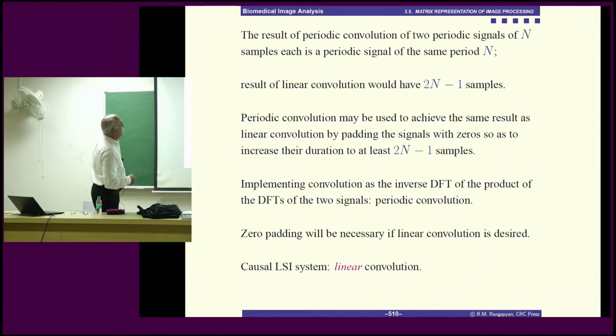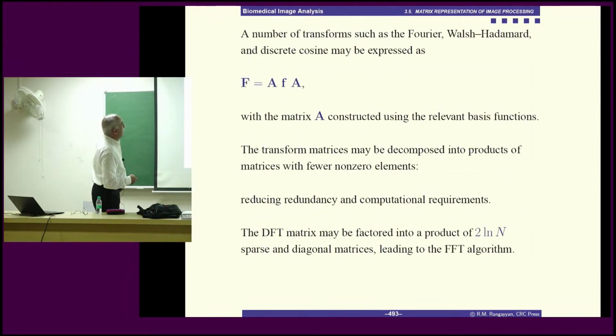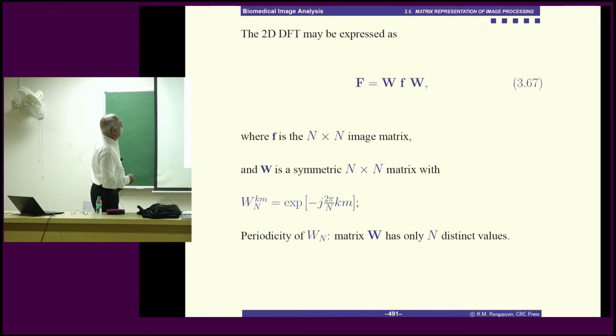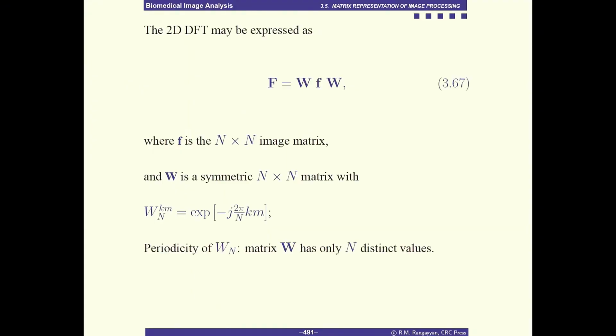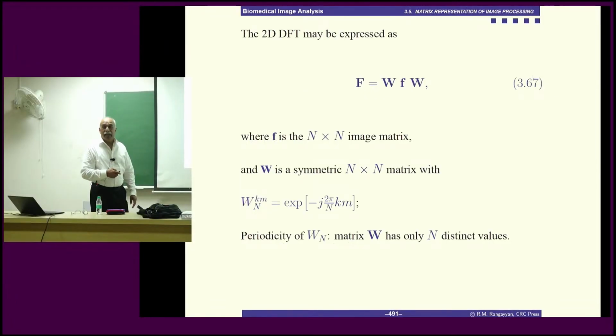Let me go back to 367. There, F equal to WFW. In that representation, we were using n by n matrices for everything, and these are images. So F is an n by n image, W is an n by n matrix. So this representation is slightly different from the one that we are seeing now.